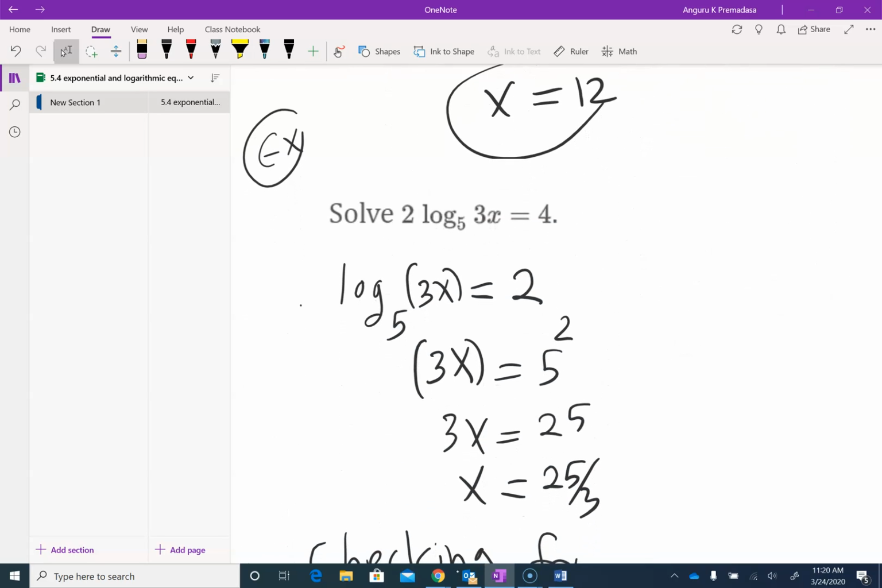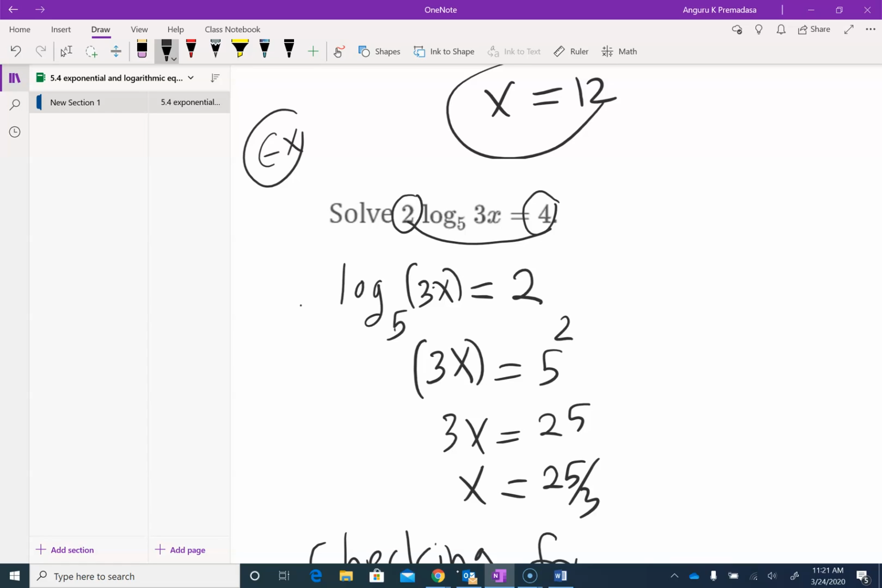Another one, you want to solve this. Once again, before you do anything, you need to get rid of the 2. Here it's easier to just divide it off, right? And then log base 5 of 3x is equal to 4 divided by 2, which is 2. So you got rid of the 2, and now there's nothing in front.